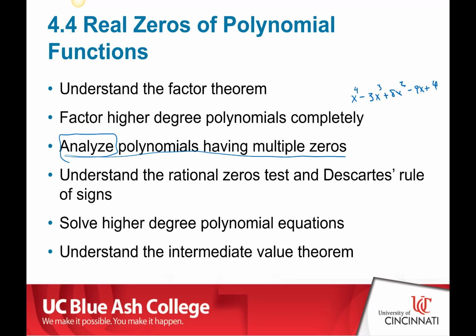Understand the rational zeros test and Descartes' rule of signs. Descartes, what's a Descartes? That was a mathematician, lived back several hundred years ago, came up with some pretty cool ideas, and we're going to get to see one of them here. And the last thing we're going to do, we've already talked some about higher degree polynomials. If you can factor them, you can solve them. And the last thing we're going to do is something that's pretty cool, but it's really easy once you have it explained. It's the intermediate value theorem.